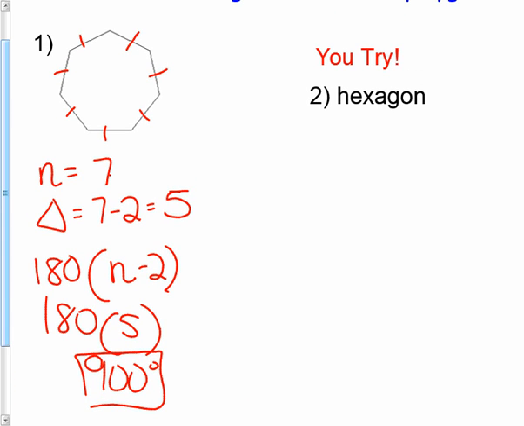So go ahead and try this one. You try with a hexagon, and you can look back at your table. A hexagon has how many sides? You want to list how many sides you have, how many triangles you have, and you're basically taking that number and multiplying it by 180 to figure out your total. So pause the video, work on it. When you unpause, the answer is here.